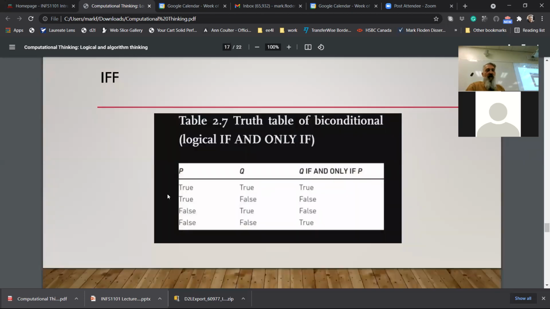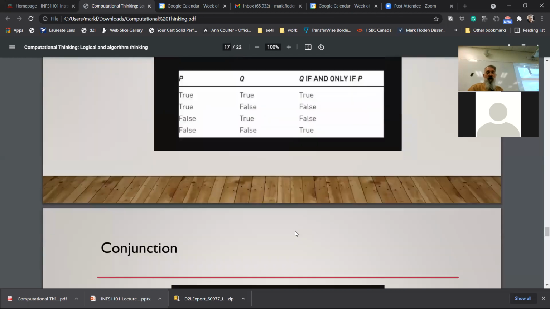The if and only if. So, Q if and only if P. If P is true, then Q will be true. If P is true but Q is false, then it can't be true. So yeah, this only works in one direction. But if they're both false, then if and only if this is false and that's false, then that's true.